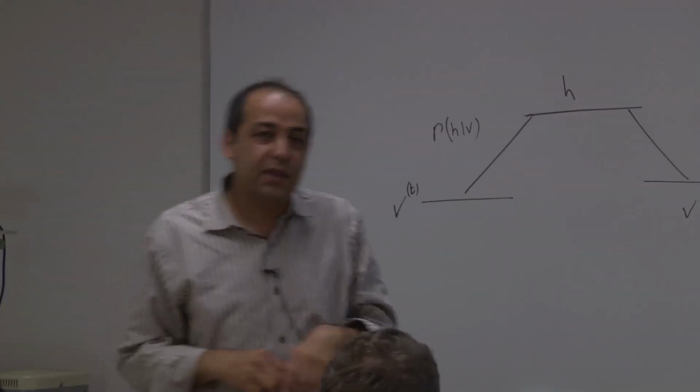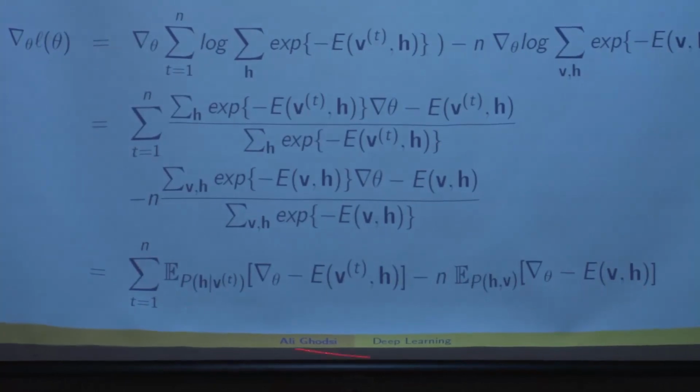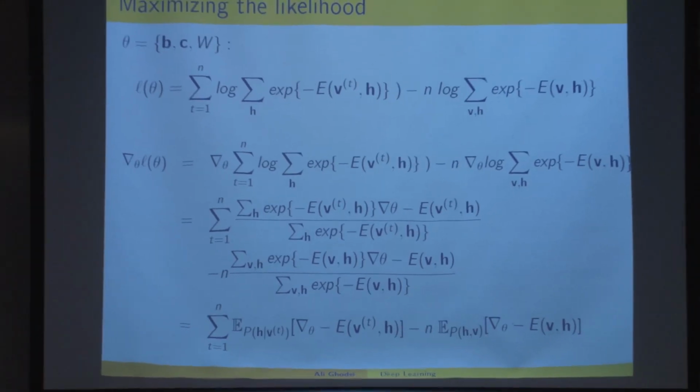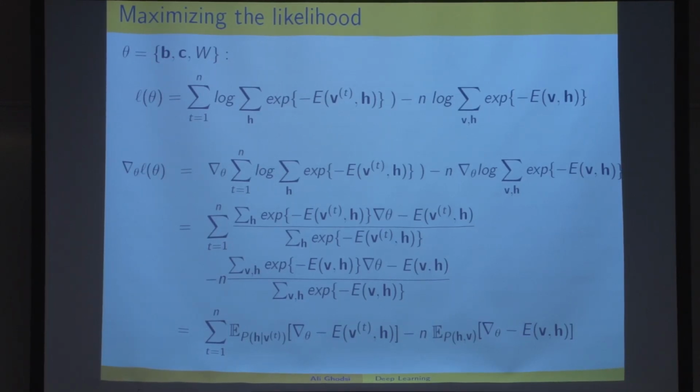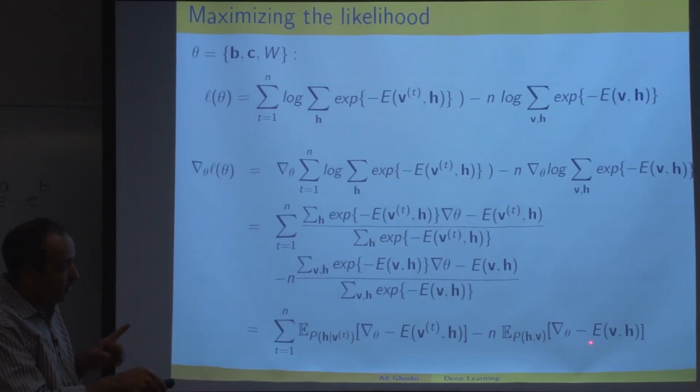So the intuition is that if you look at this derivative, it has two terms. Think about what each of these two terms is doing. I want to minimize the derivative, which means I want to make the first term small and the second term large. The first term is a term about data. The second term is a term about the model. The first term is based on my observation, and the second term has nothing to do with my observation.